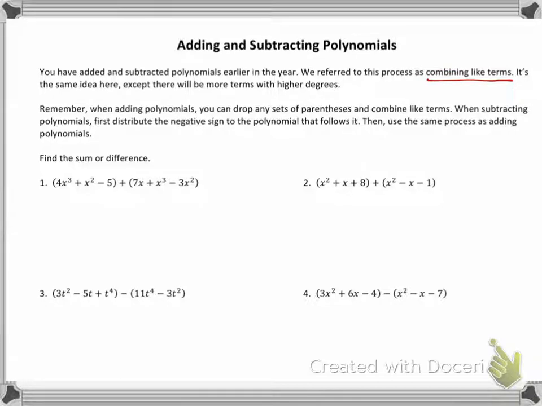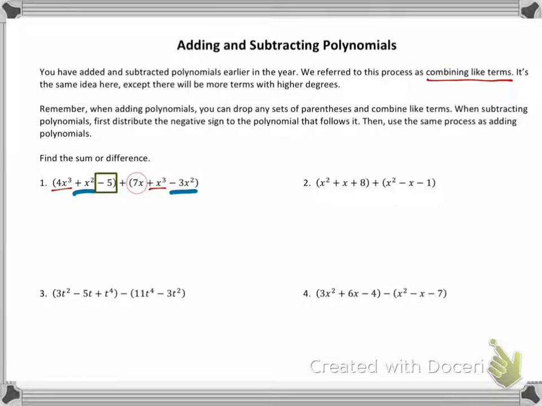So I need to figure out what terms are going to combine together. Since it's just addition, we're just combining like terms. I see a couple of x cubes. I see a couple of x squareds. I see one regular x. And I see a constant.